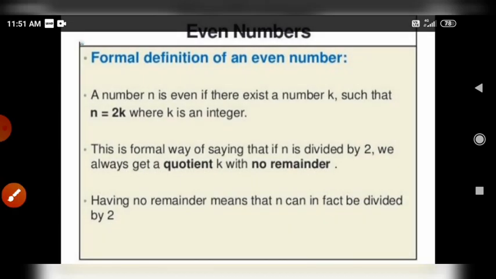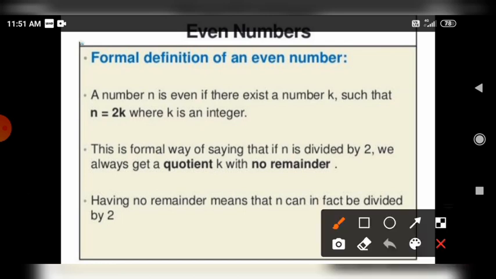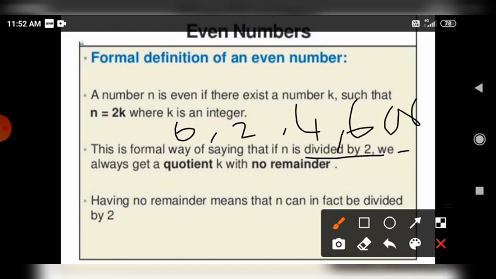Next one is even number. What is an even number? An even number is a number that is divisible by 2. If a number is divided by 2, then we say it's an even number. Otherwise, it is called an odd number. A number that ends with 0, 2, 4, 6 or 8 is called an even number. The remaining numbers are called odd numbers.